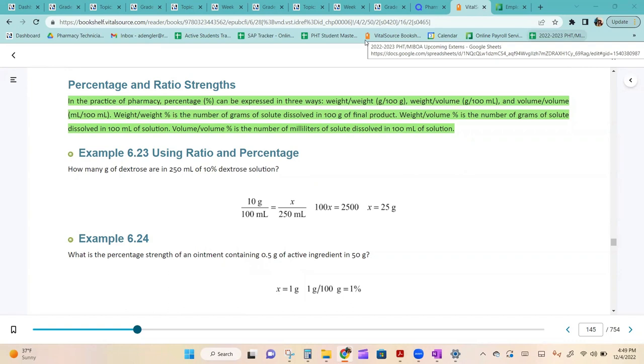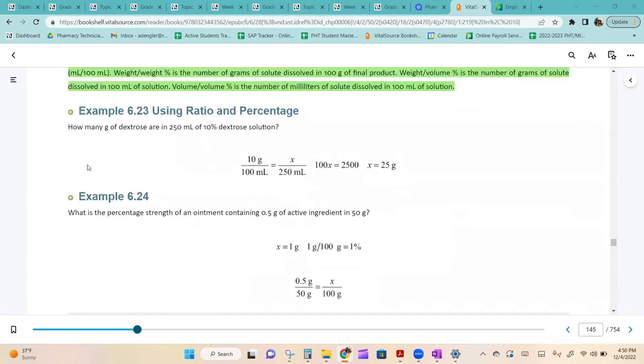Okay, so now we're going to do the ratio and percentage strengths example. Just a little review from what I just said. In the pharmacy, we use percentages in 3 ways: weight over weight, so grams over 100 grams; weight over volume, grams over 100 ml; and volume over volume, milliliters over 100 ml. So you can see that in all 3 of those the bottom number is 100, because percentages cannot be more than 100. If you can just remember that part, this will be a little bit easier. A lot of students get confused by this, and really we shouldn't.